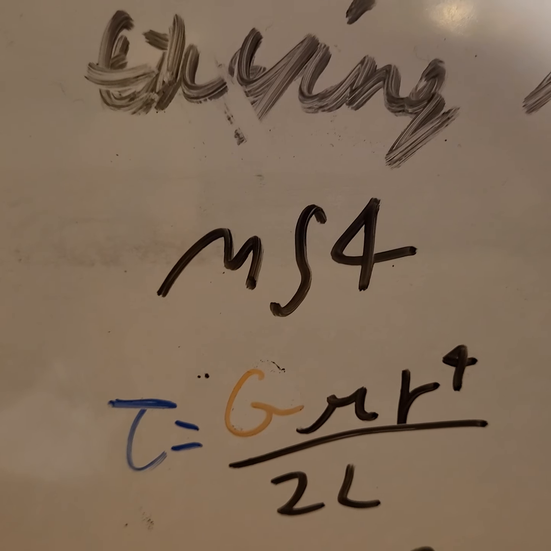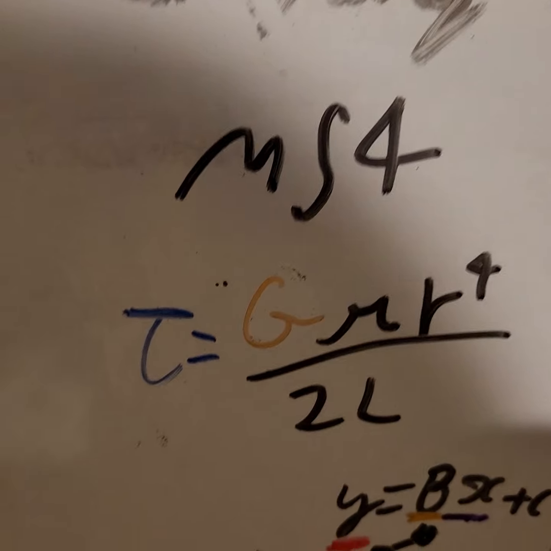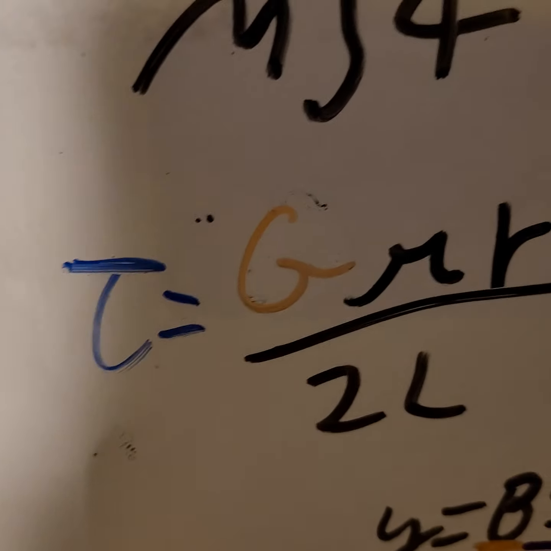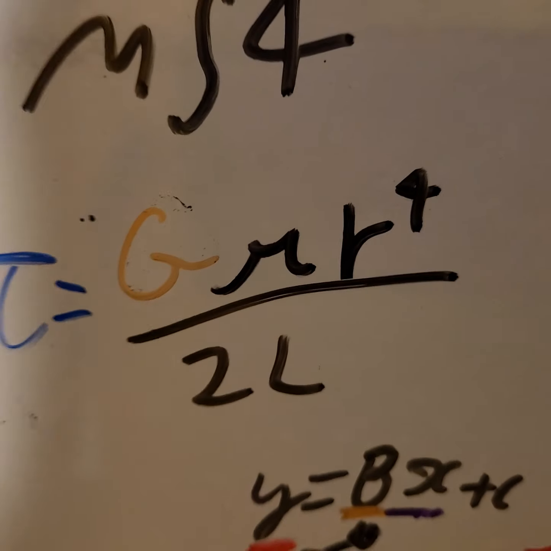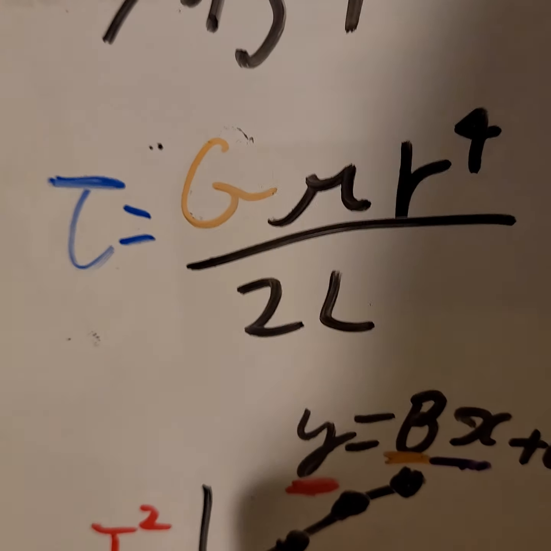So this is a video for mechanical science experiment 4. Tau here is your torsional rigidity, and it's equal to the shear modulus G multiplied by pi multiplied by the radius of the wire divided by 2 times the length of the wire.